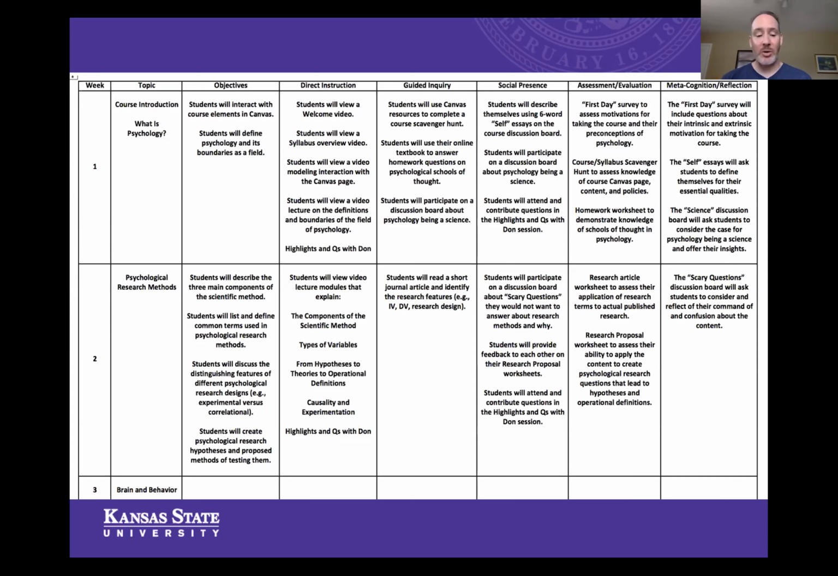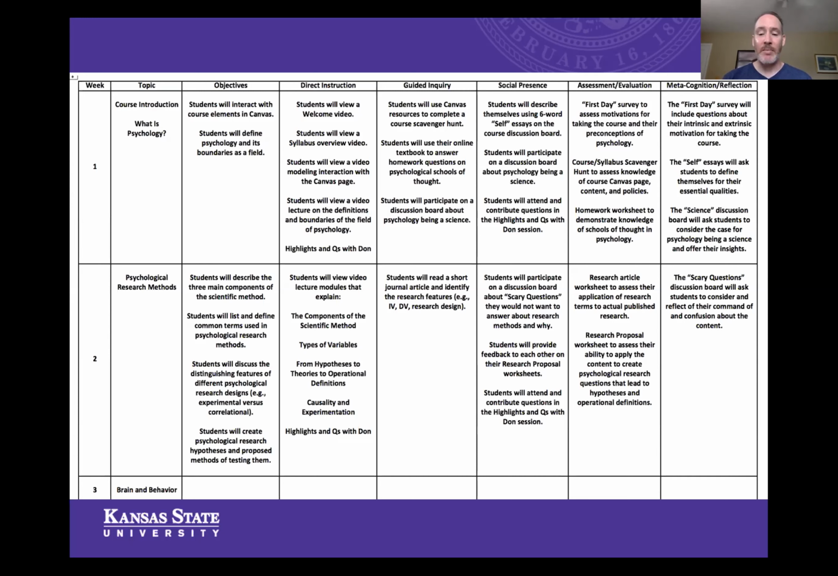Because peer review is a huge part of the scientific method, my students at this point will peer review each other's research proposal worksheets. And they'll get to meet each other, and I'll get to see them a little bit in doing that. Again, they'll continue to attend and contribute questions in the highlighting cue sessions. They'll have some social presence there.